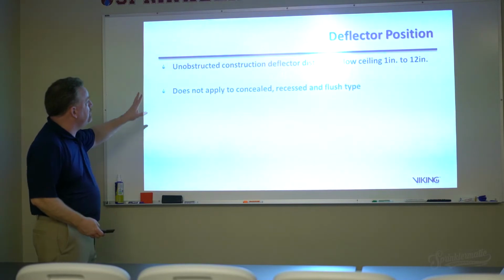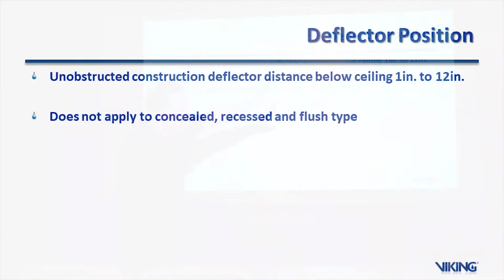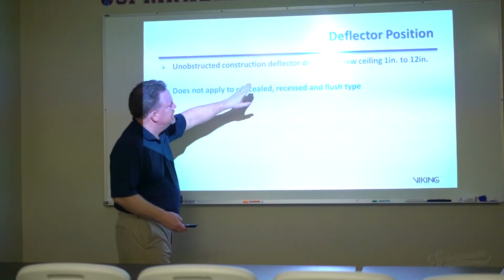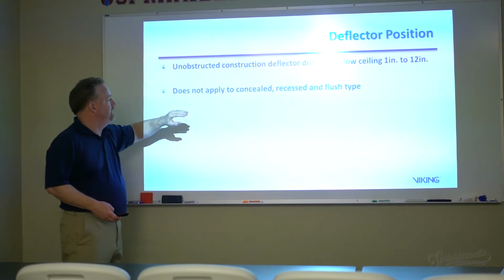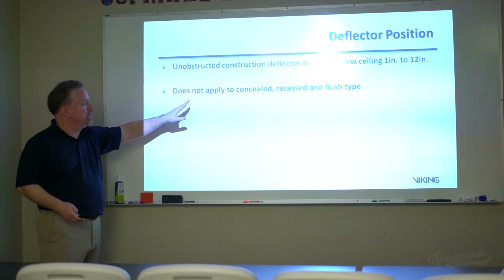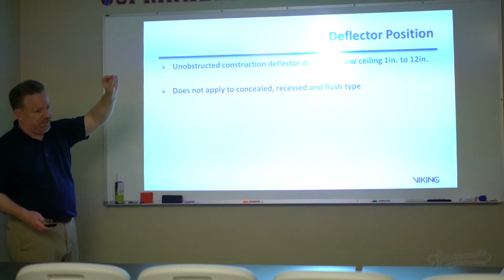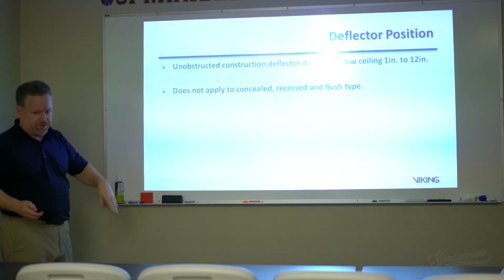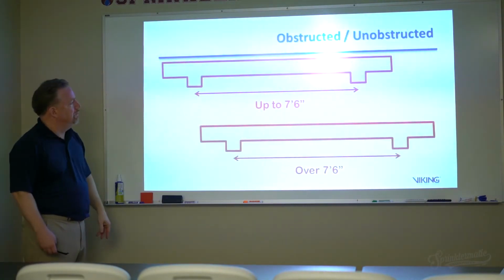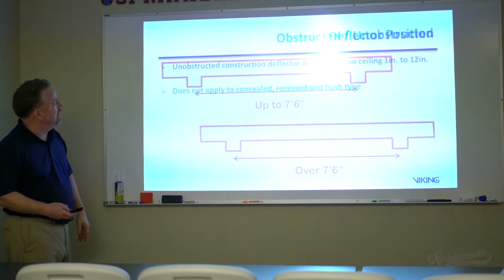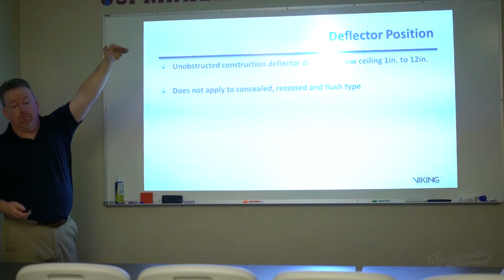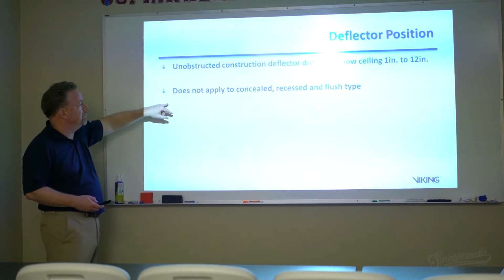Okay. Deflector position, unobstructed construction, 1 to 12 inches. Unobstructed, 1 to 12 inches below the ceiling. Doesn't apply to concealed and recessed or flush type sprinklers. So the unobstructed deflector distance below the ceiling is 1 to 12. Obviously, with our concealed and recessed and flush types, they're in the ceiling, so that 1 inch to 12 inch doesn't apply. So unobstructed construction, flat smooth ceiling, 1 to 12, I can be below that.